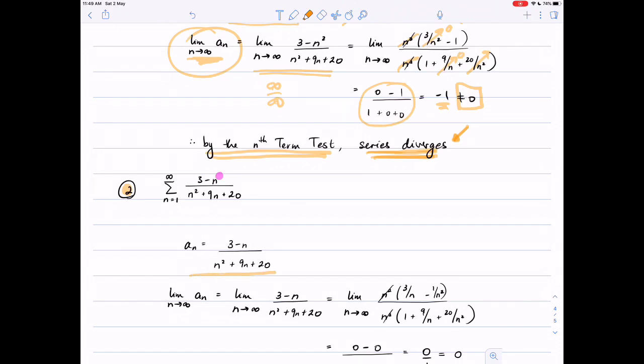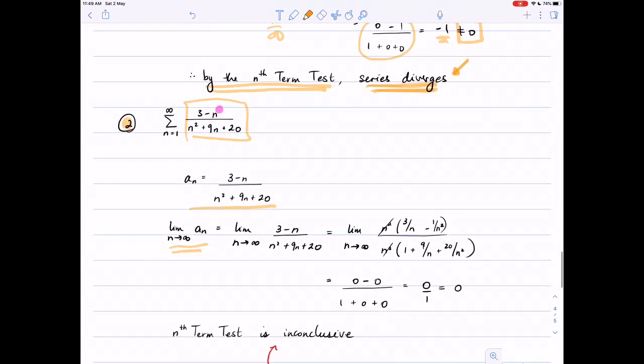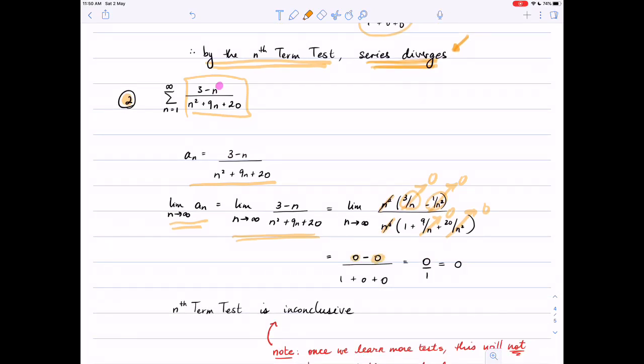The nth term is still sitting right in front of the sigma here. We are still doing the limit as n goes to infinity of the nth term. So here is the limit as n goes to infinity of this. We are still factoring out the highest power in the denominator, but that creates a change here. Now everything in the numerator ends up going to 0, and the same things in the denominator do, so I end up getting 0 minus 0 over 1 plus 0 plus 0, which gives me 0 over 1, or 0.